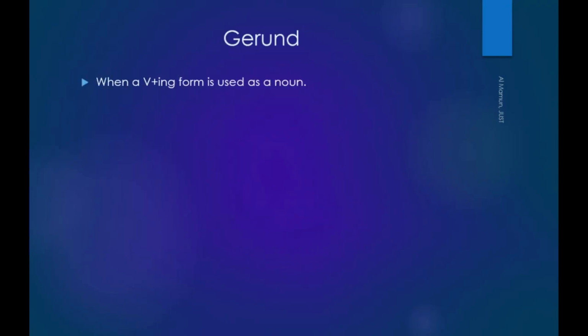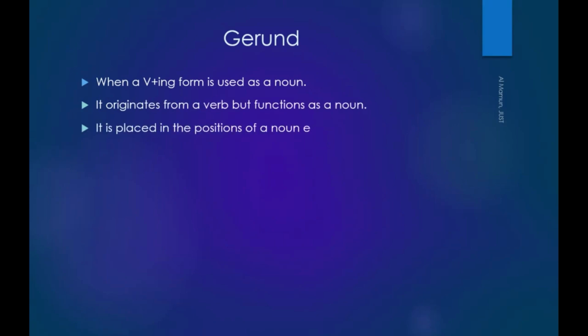So what is a gerund? A gerund is a verb plus ing form and it is used as a noun. It originates from a verb but functions as a noun. A gerund is placed in the positions of a noun. For example, subject, object, prepositional object, etc. That is, after a preposition.